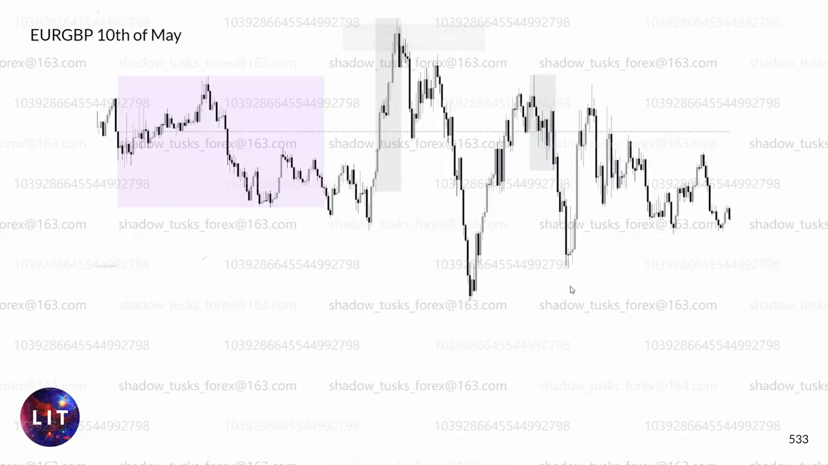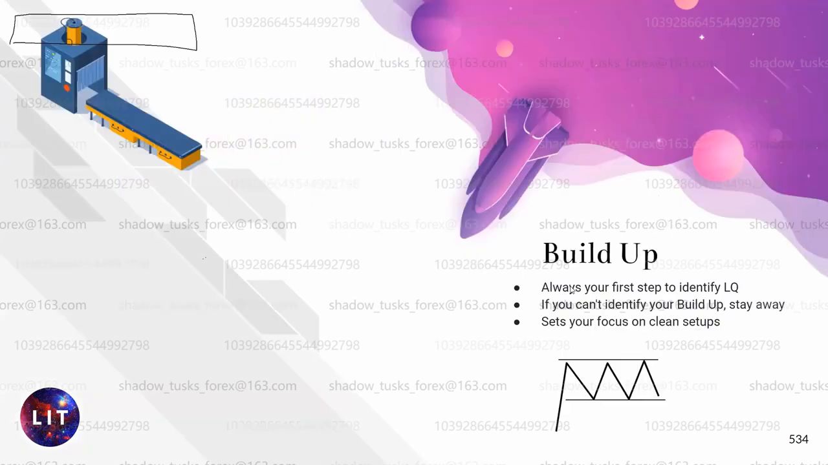So let us start. Obviously, the time frame is going to be M5, and the day and the date will be in the top left. We've already covered a couple simplicity approaches in week 2, so you should all be very aware of the first step, which is build up.